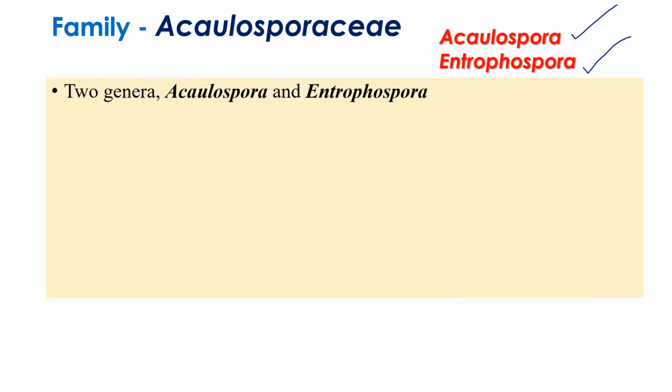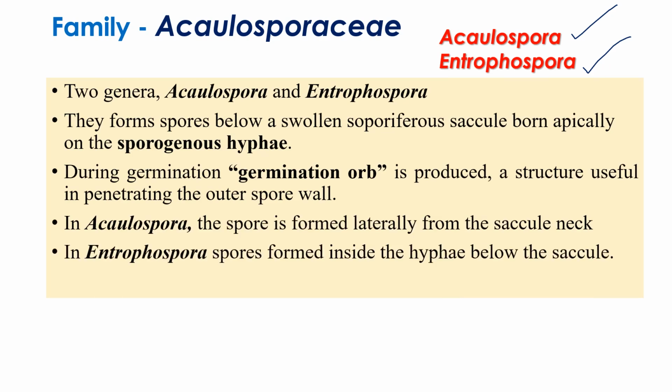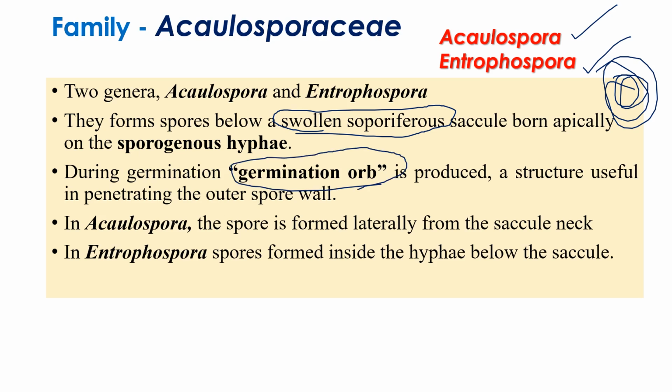The first important point is that the two genera form chlamydospores in a sporiferous saccule, which means the spores are produced inside the saccule, on sporogenous hyphae. Here they generally produce a germination orb, which is helpful for penetration of the outer spore wall. So the germination orb is used for penetration of the outer cell wall. As I told you, two important genera are there: Acaulospora and Entrophospora.